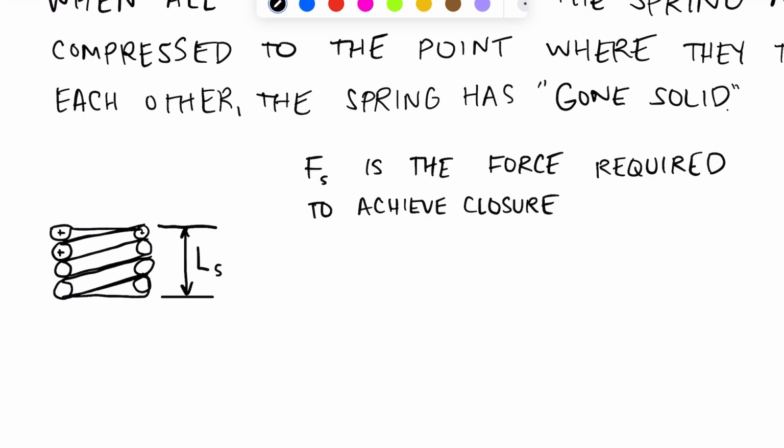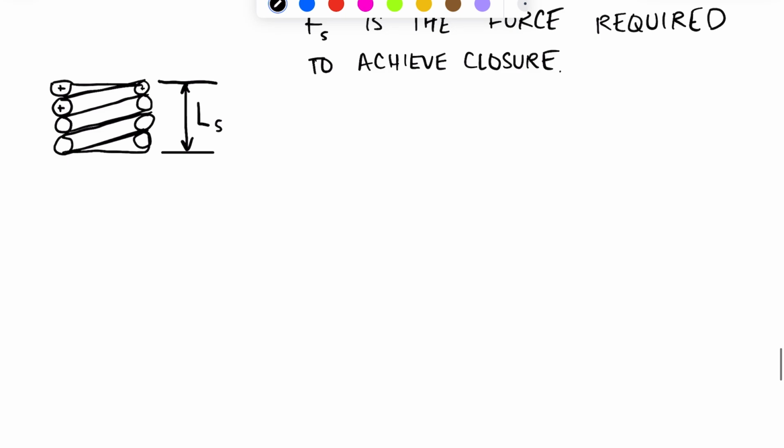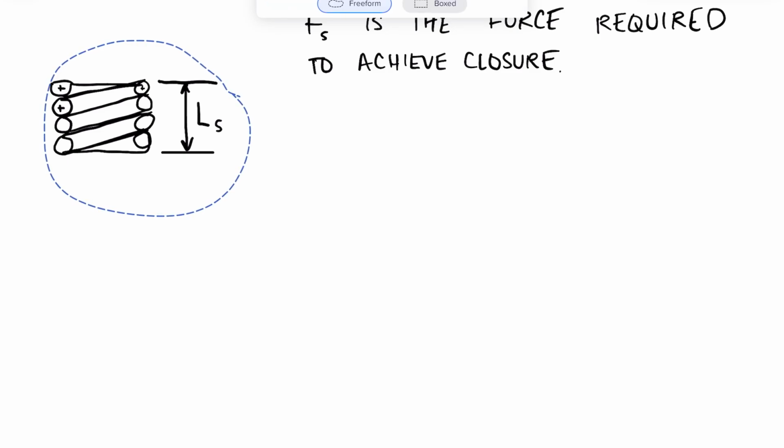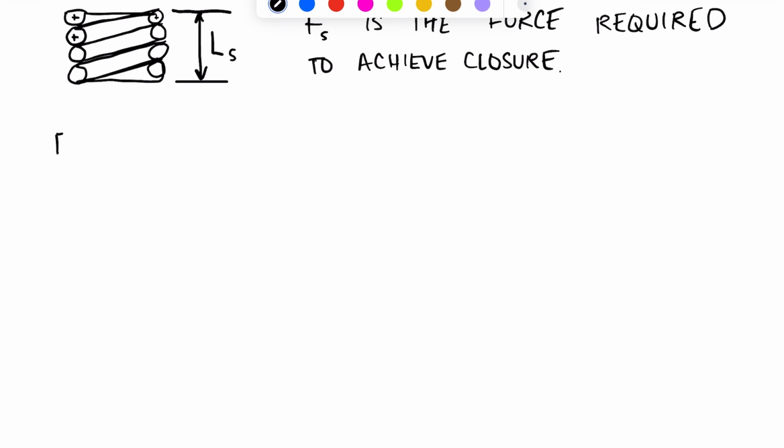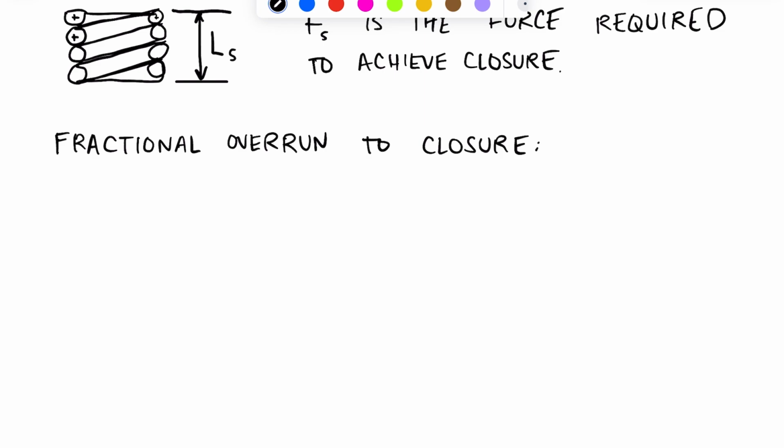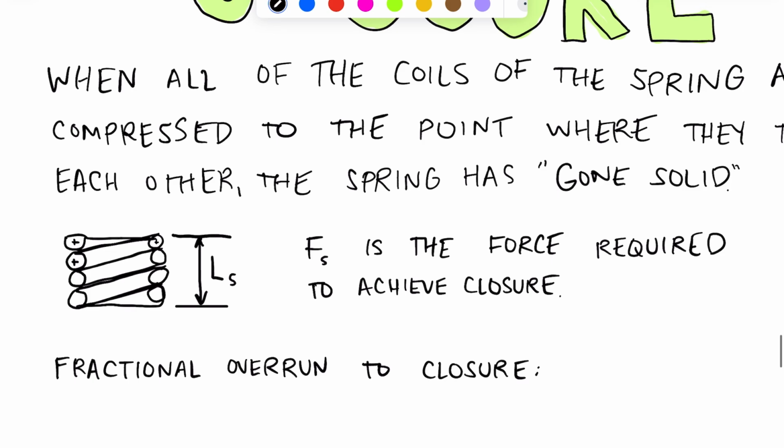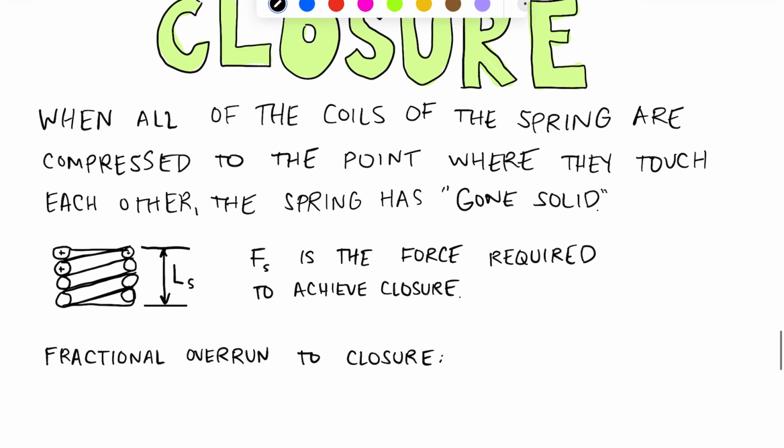And then to check that the operating point of our spring is sufficiently far away from going solid, we define something called the fractional overrun to closure. Okay, because we don't want our spring to go solid typically during service.